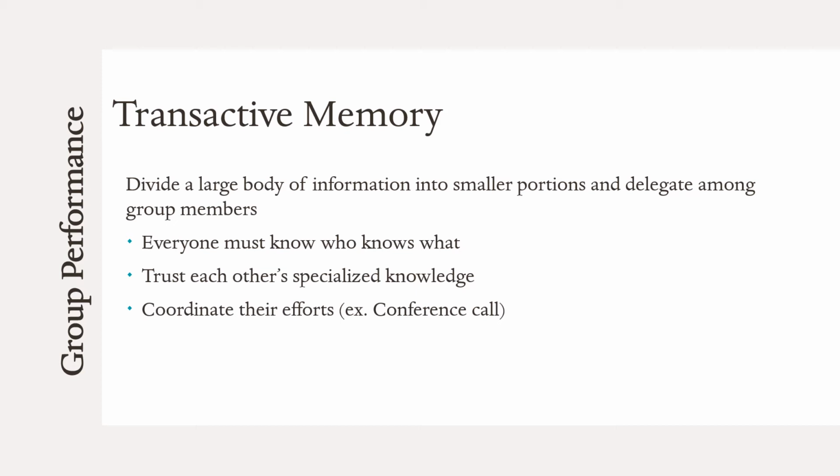Transactive memory is another thing that can happen in groups, where you divide a large body of information into smaller portions and delegate it among group members. Everyone must know who knows what. They must trust each other's specialized knowledge, and they must coordinate their efforts.